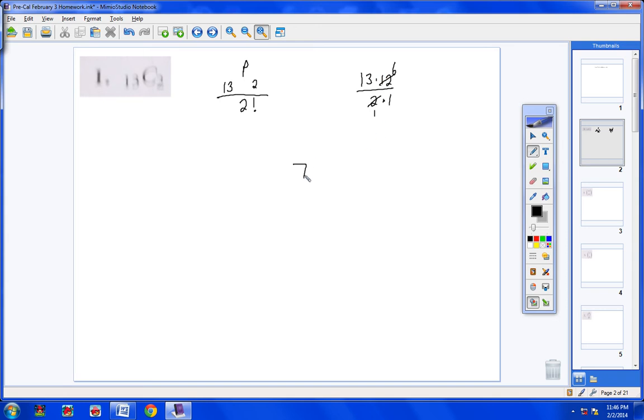So how many sets of 2 could you take out of 13 objects? 78. And remember, combinations do not care about the order. In combinations, if you had a group of the letters A and B, that would be the exact same thing as a group called BA. Order does not matter when you're dealing with combinations.